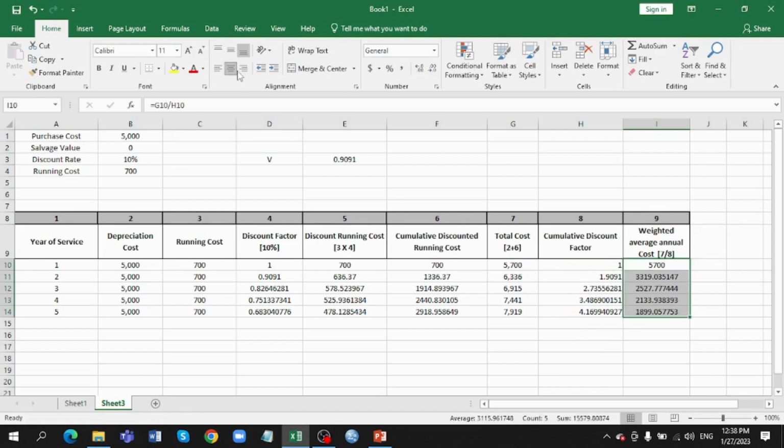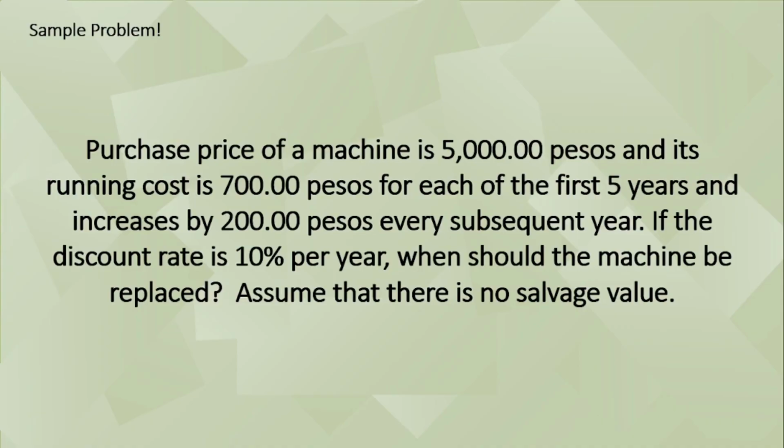Let's place this one in the center as well as this one. So there you have it. We have now completed our table. See, it's just easy. Let us go back to the problem.